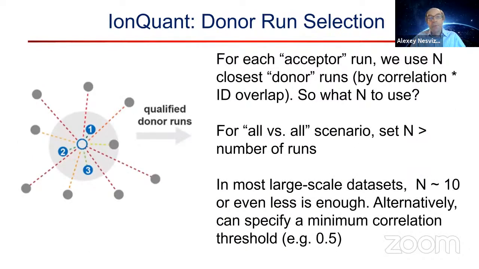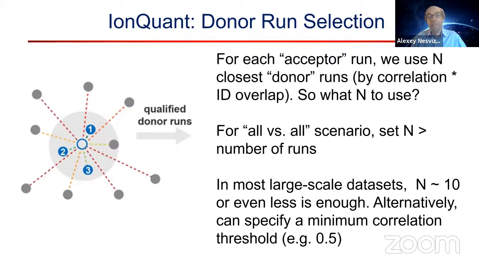So a few things to think about here is that for each acceptor run, what do we specify as the n closest donor runs that we allow for transfer? Well, in one scenario, for example, you do a profiling study, and each run is a single shot run of a different sample, and you would like to really allow transfer from every run to every other run. Well, you could set n to a number higher than the total number of runs in the experiment.